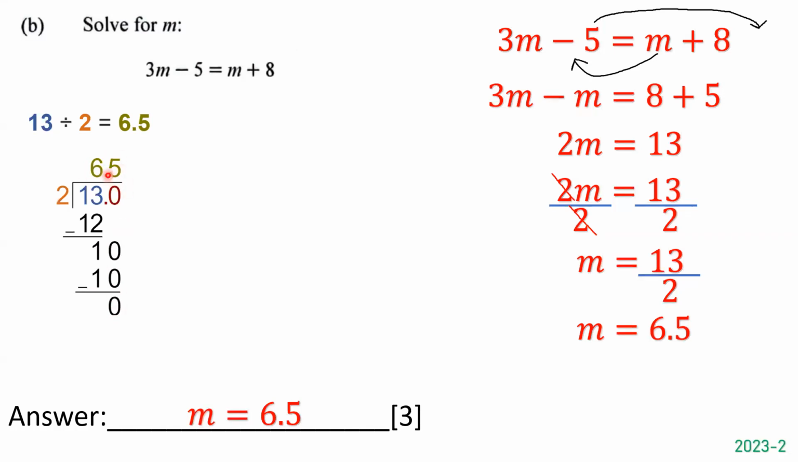Remember, we put the decimal point here because after 3, there's no more numbers to bring down. And so we put the point here so that we can have permission to put an imaginary 0 and so that we can continue the division.